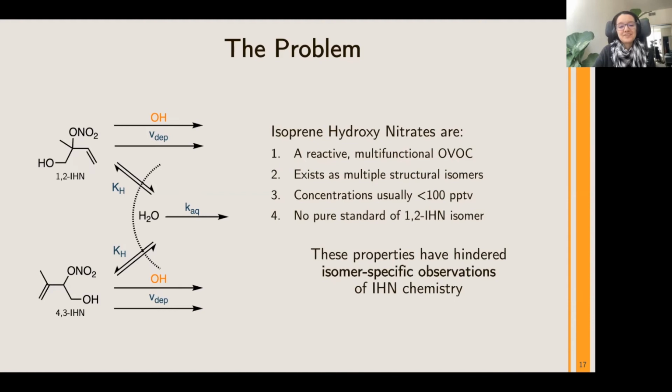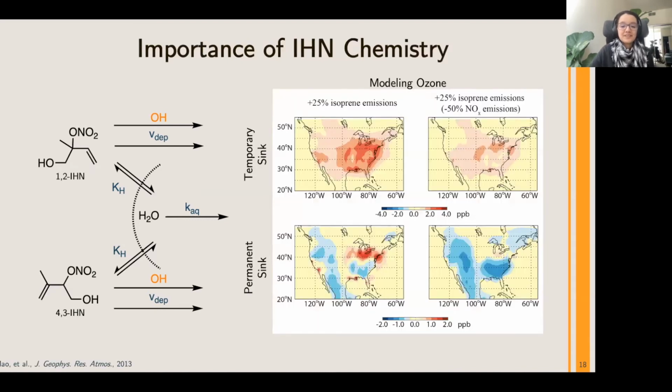Altogether, these 4 properties have hindered isomer-specific observations of the isoprene nitrate chemistry. And that's kind of a big deal. Why? Because when we are modeling atmospheric concentrations of pollutants such as ozone, it ends up being highly dependent on whether these models treat these compounds as temporary or permanent sinks. If treated as a permanent sink, a model would predict that areas with lots of isoprene should produce lots of ozone. Whereas if it's treated as a temporary sink, it does just the opposite.